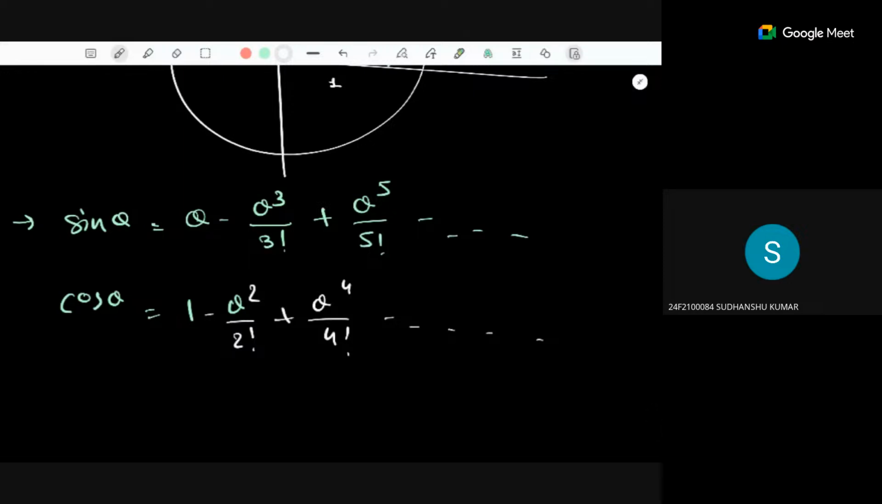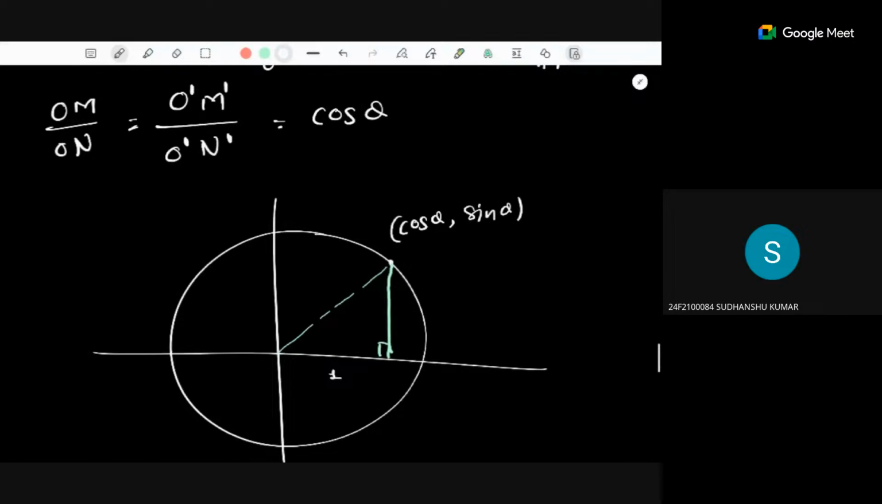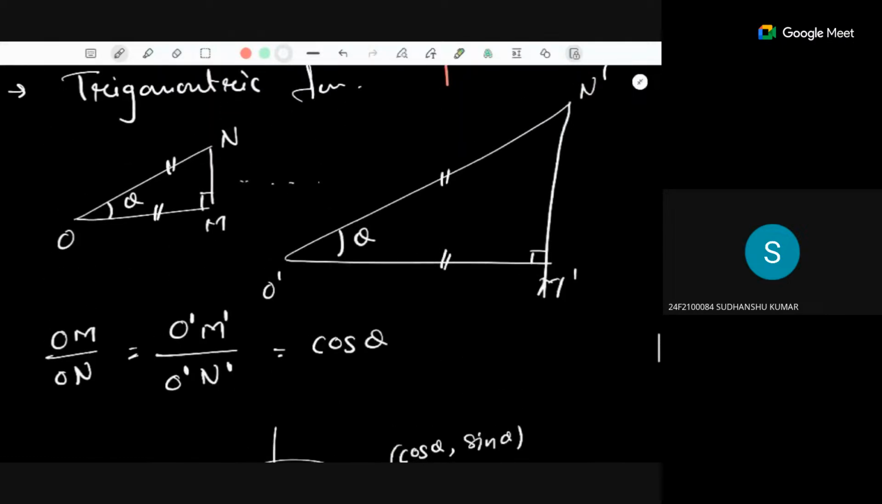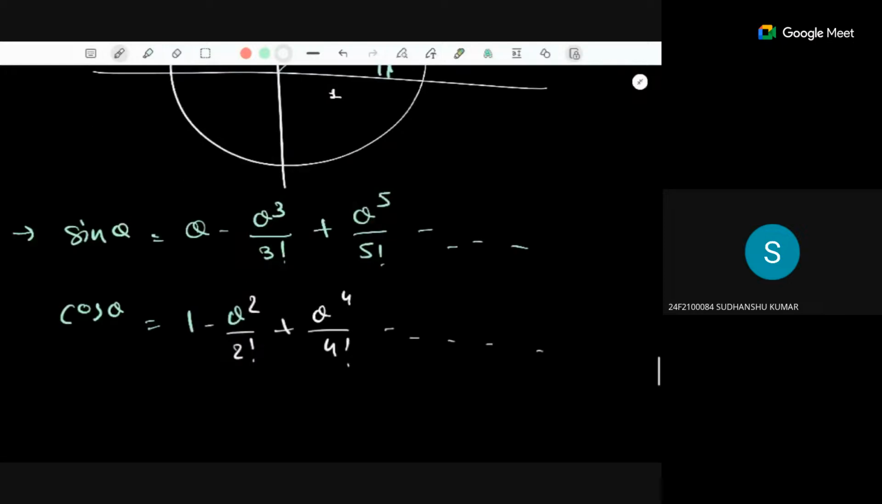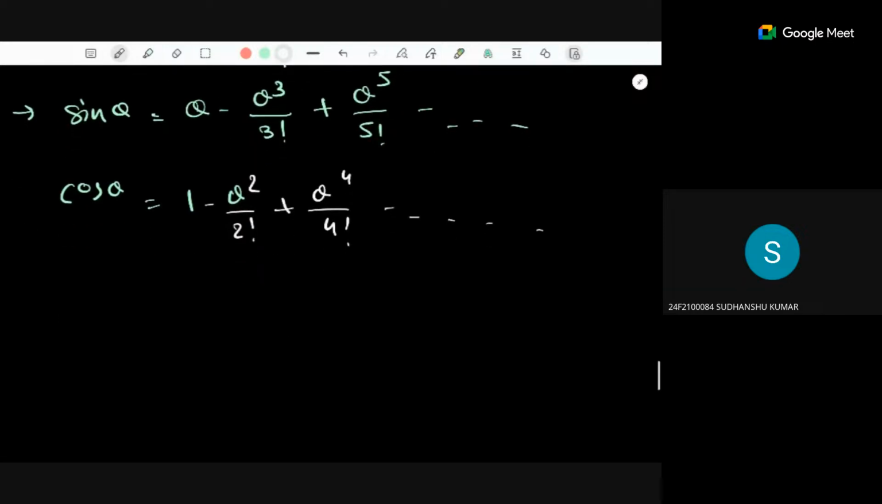So that means for trigonometric functions, you have several types of representation. You can take the help of a right angle triangle. You can take the help of the unit circle. You can also take the help of their Taylor series too.